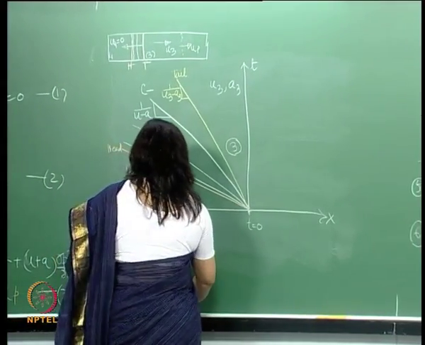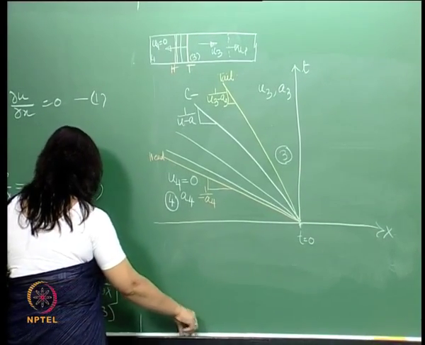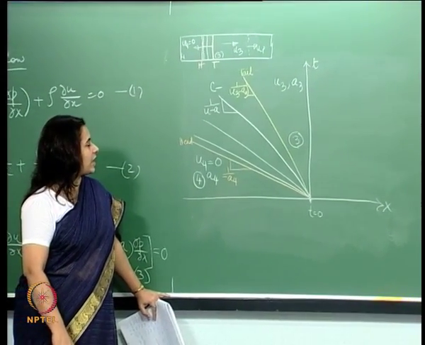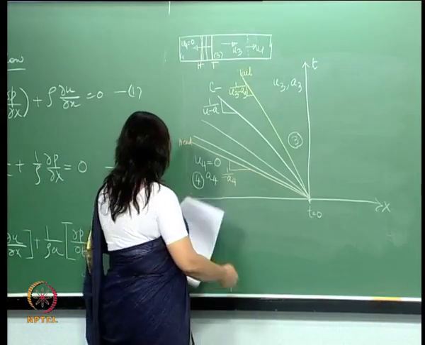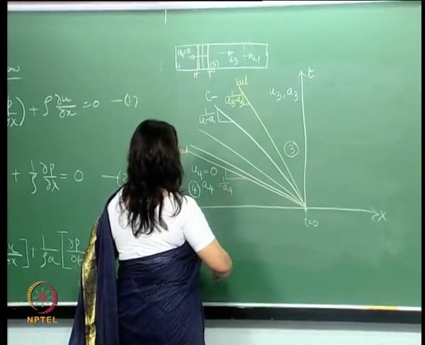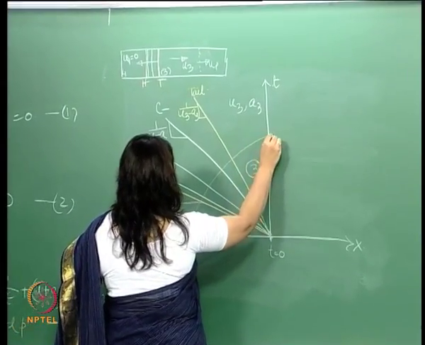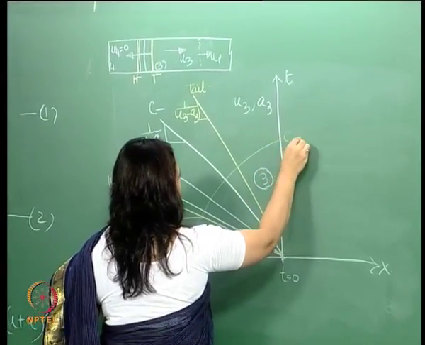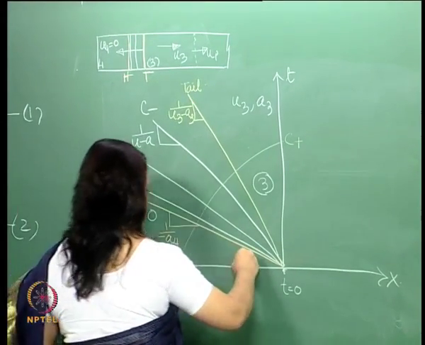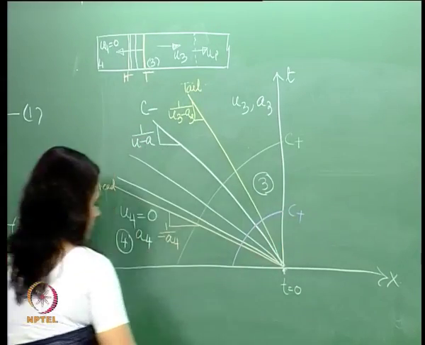In order to do that, I will draw two C plus characteristics in this case. Now, let us do this. Let us draw two, say, C plus characteristics. So, these are C plus characteristics, and let me draw one more. These are also C plus characteristics.